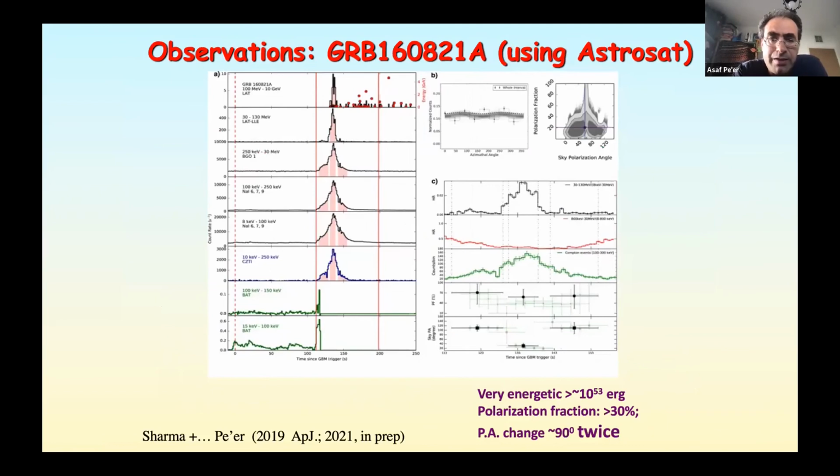Have we seen that? Well, the answer is possibly yes. In recent years, there are some new satellites which are sensitive to polarization. This is AstroSat, and this is GRB 160821A, which is very bright and very energetic, and we have seen polarization. The really interesting thing about this particular one is that we actually saw the polarization angle change by 90 degrees twice, associated with the peak and with the decay part. This is something already published, and we have another paper currently in preparation. We're still thinking of a clever way of continuing to investigate in this direction.